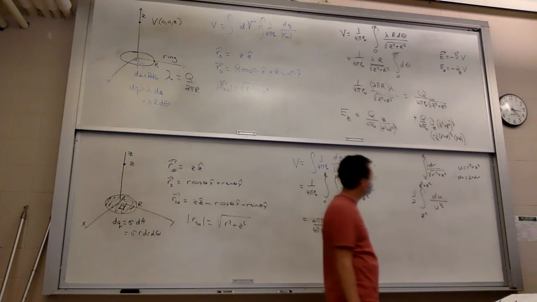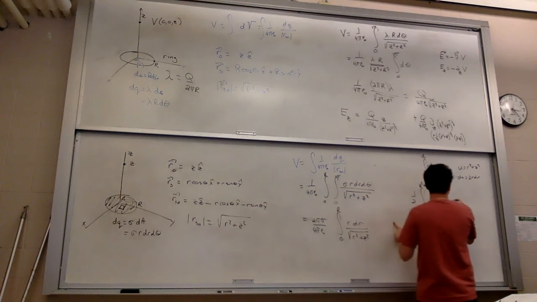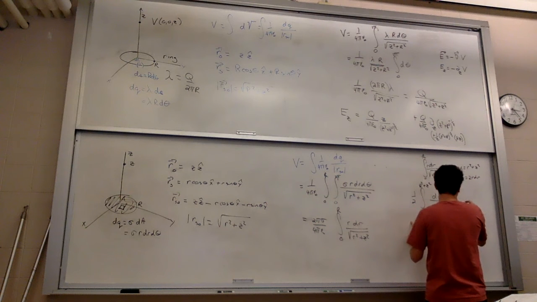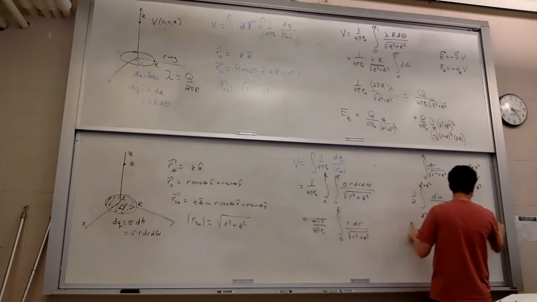So that's just a power law integral. You add one to the exponent, which makes it u to the plus half, and divide by the new exponent, which is a half. So that's going to be u to the 1/2 evaluated between z squared and r squared plus z squared. So square root of r squared plus z squared minus square root of z squared.